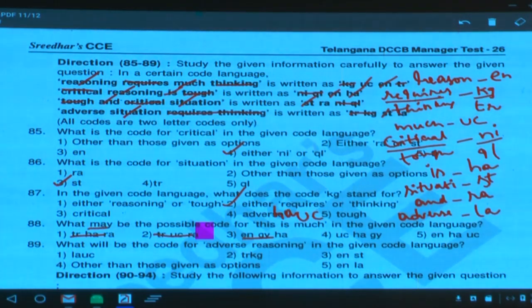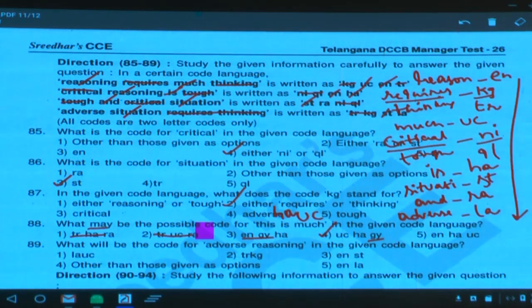Out of which HAUC, tell me whether GY could be the code to the word this or not? Yes. Why? Because GY is nowhere present in this one, hence this can be the code to the word this. Hence what is your answer here?